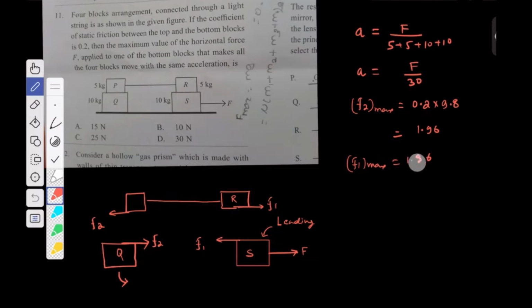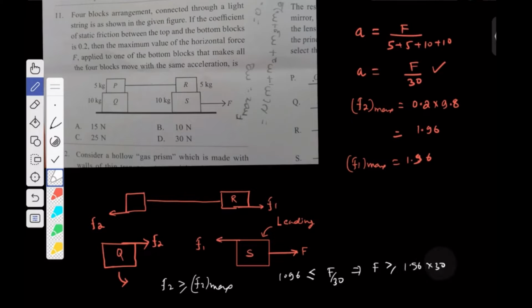Now, I want Q to be moving with that acceleration A. So the force that is making Q move is F2 only. So F2 max, 1.96, should be less than or equal to F2, which is F by 30. So F must be more than or equal to 1.96 into 30. That is one thing we can have.